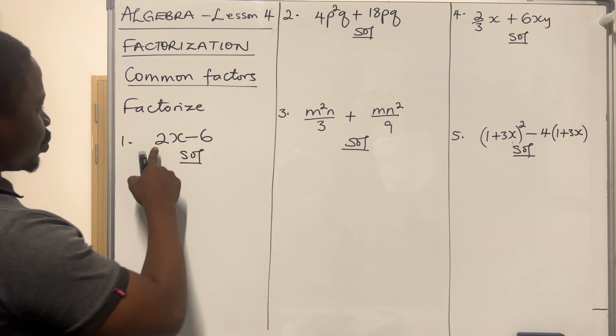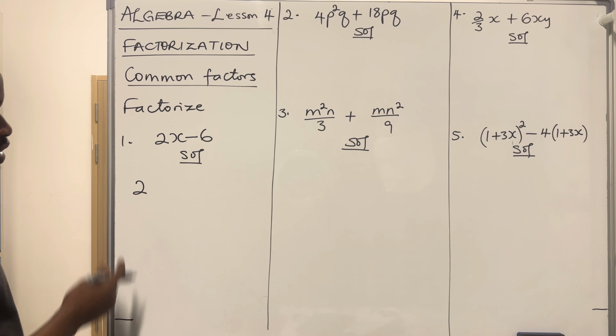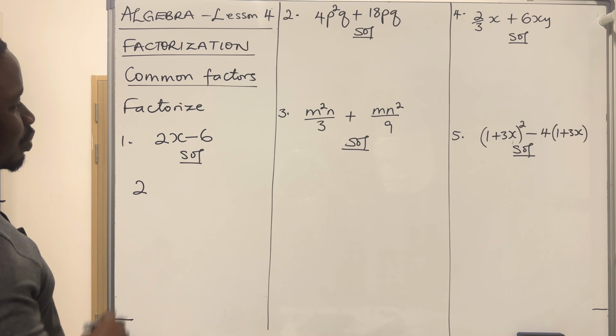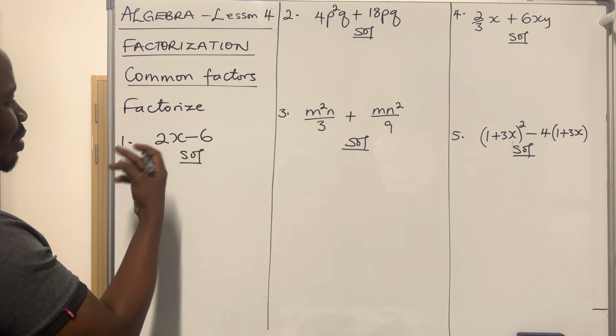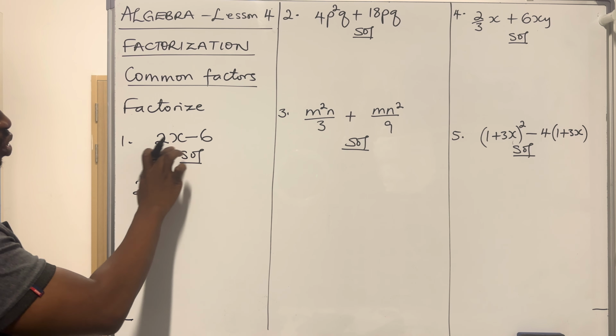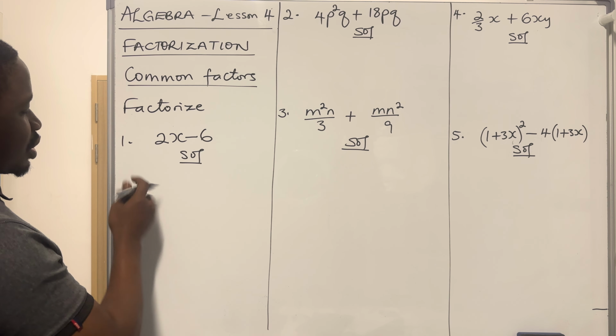Okay, so between 2 and 6, what is common? Definitely it is 2, because 2 can go into 2 without a remainder, 2 can go into 6 without a remainder. Then how about x? We can say it is not common because this term contains x, but there is no x here. So between the two terms, only 2 is common.